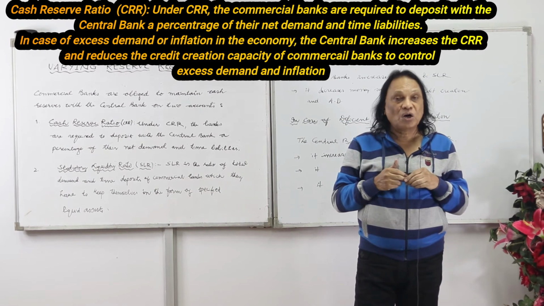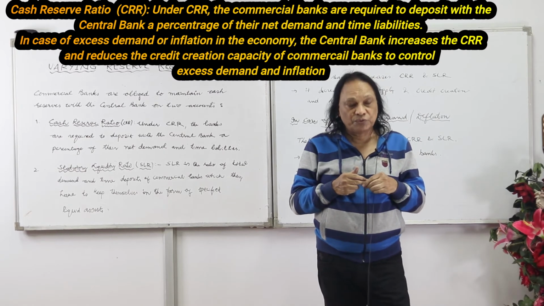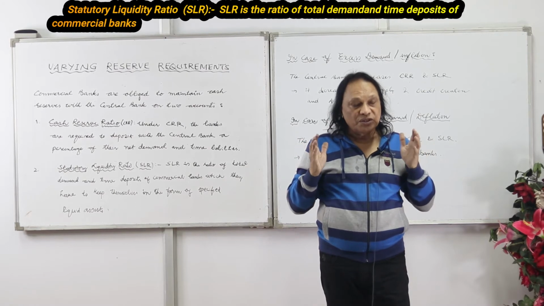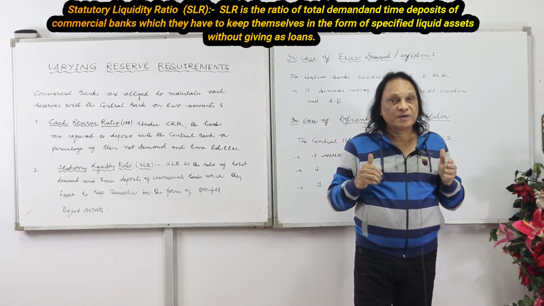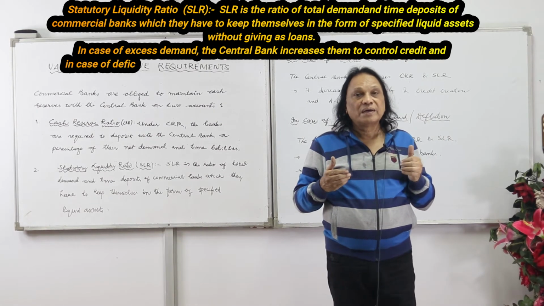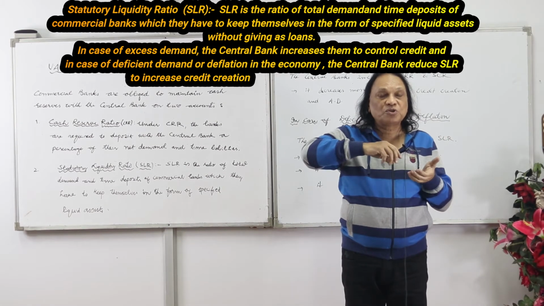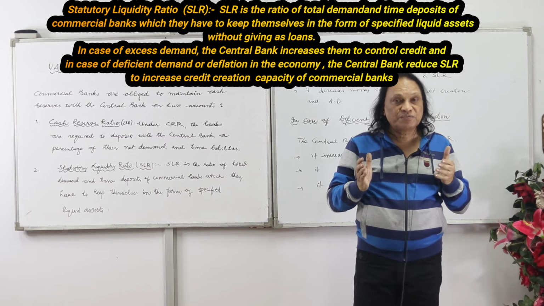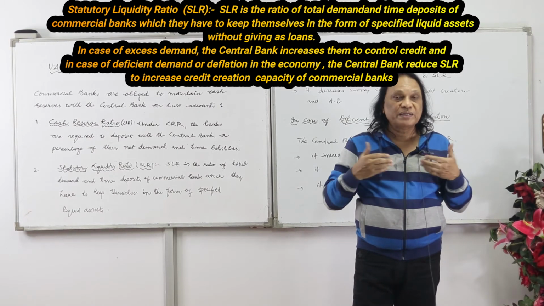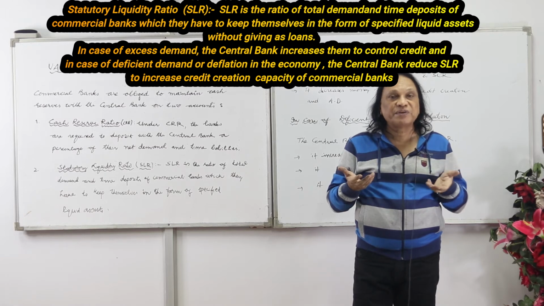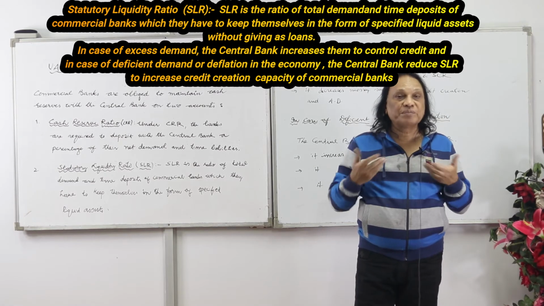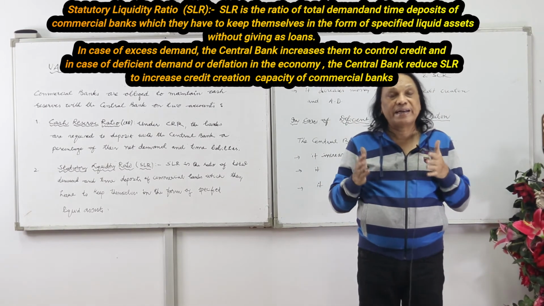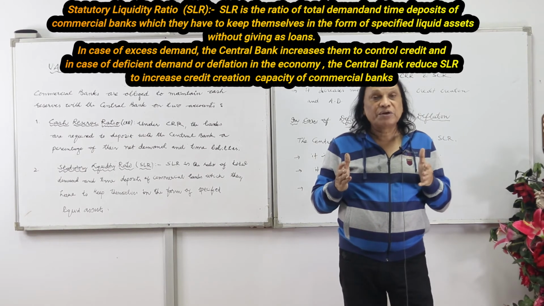The second one we call statutory liquidity ratio, SLR. SLR is slightly different from CRR. The commercial banks are not only obliged to keep a percentage of the deposits with the central bank, but they also have to keep a percentage of their demand deposits or time deposits, that is, fixed deposits, with themselves all the time without lending it to the general public. That is called SLR, statutory liquidity ratio.